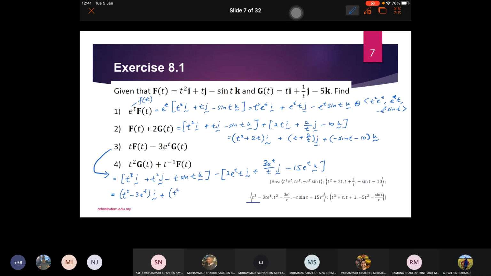tambahkan dengan t kuasa 2 tambah 3 exponential t per t j. Okay. Tambah dengan negatif t sin t tolak dengan tolak jadi tambah 15 exponential t k. Okay. So itu untuk yang ketiga. Saya terus directly darabkan. Okay. 3 exponential t itu adalah satu function bagi vektor terbabit.